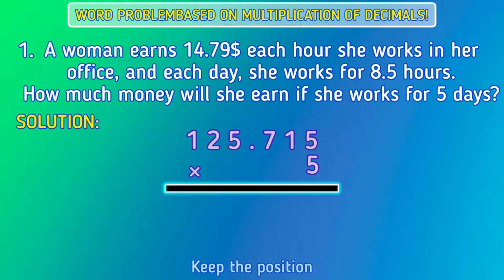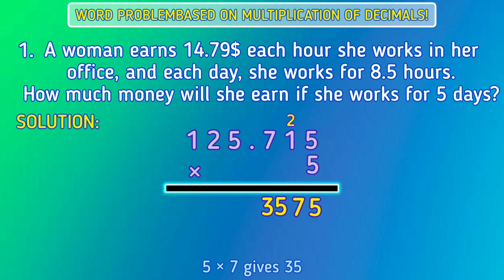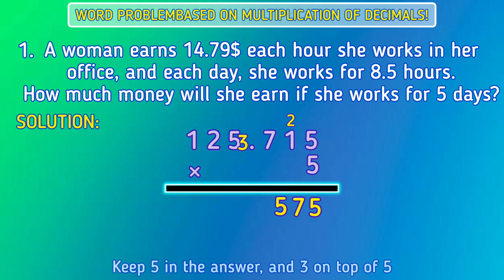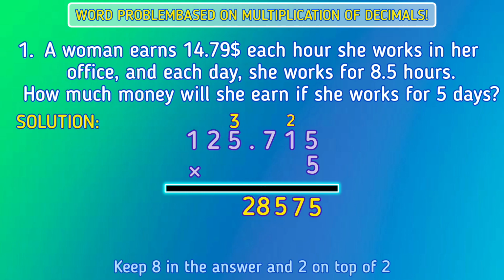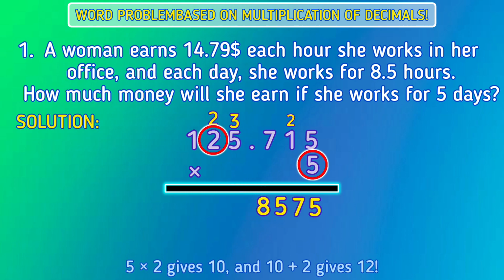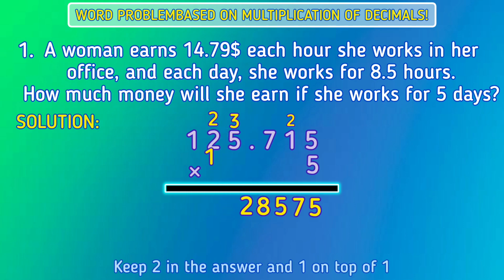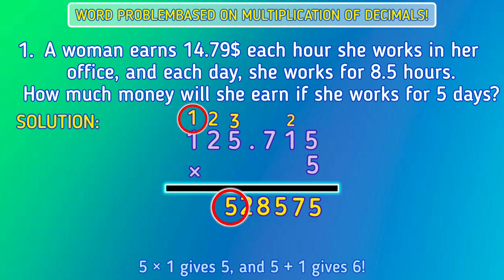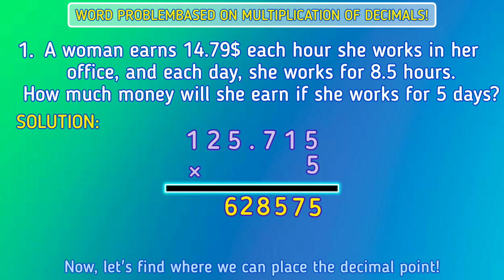Next in the question, they are saying how much she earns in 5 days, and you know what to do. Keep the position. 5 into 5 gives 25. Keep 5 and 2 on top of 1. 5 into 1 gives 5. 5 plus 2 is equal to 7. Keep 7. 5 into 7 gives 35. Keep 5 in the answer and 3 on top of 5. 5 into 5 gives 25. 25 plus 3 gives 28. Keep 8 in the answer and 2 on top of 2. 5 into 2 gives 10 and 10 plus 2 gives 12. Keep 2 in the answer and 1 on top of 1. 5 into 1 gives 5 and 5 plus 1 gives 6. And the answer we get is 628,575.